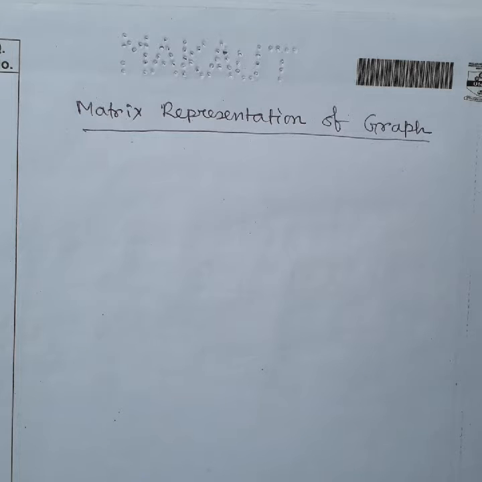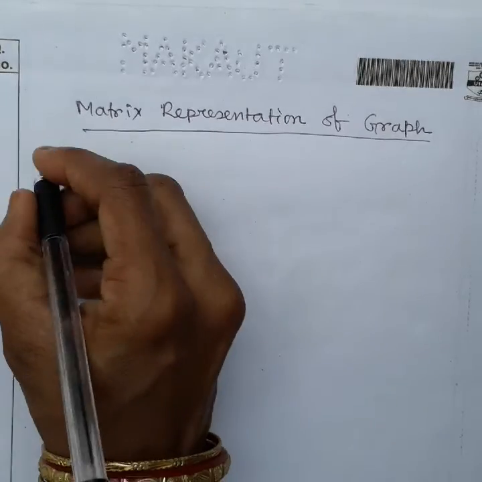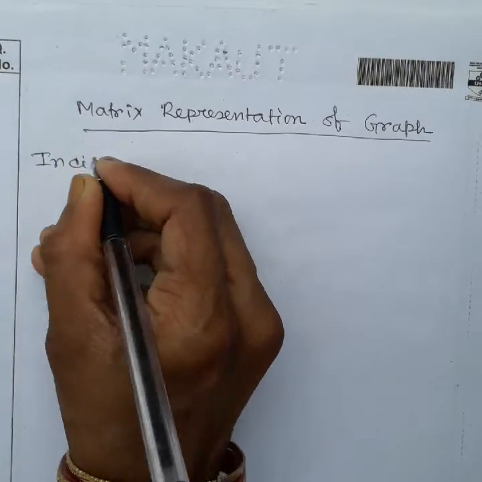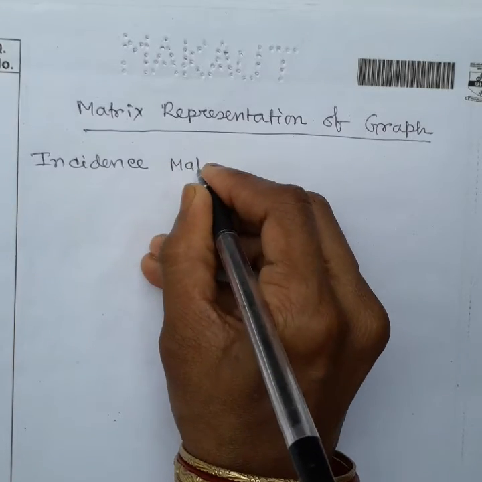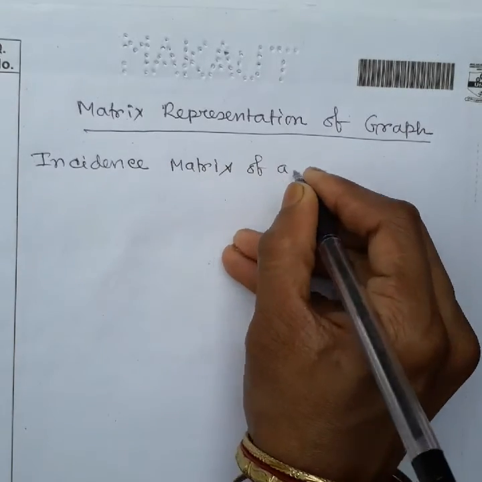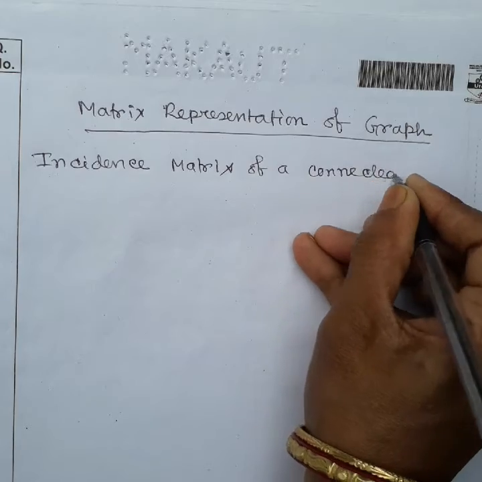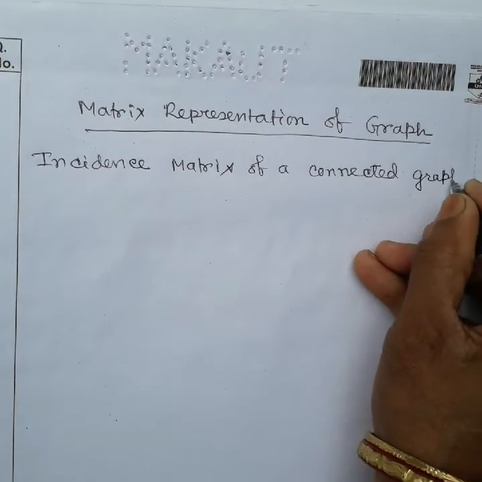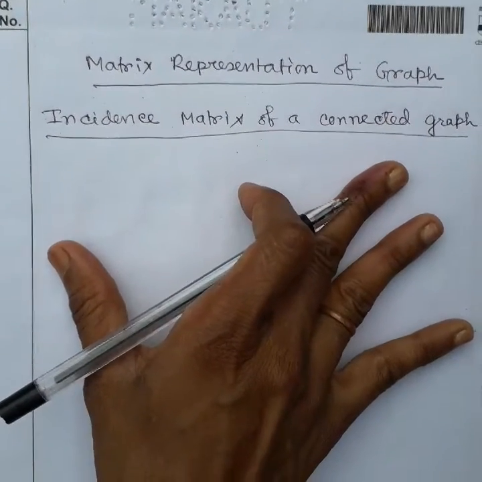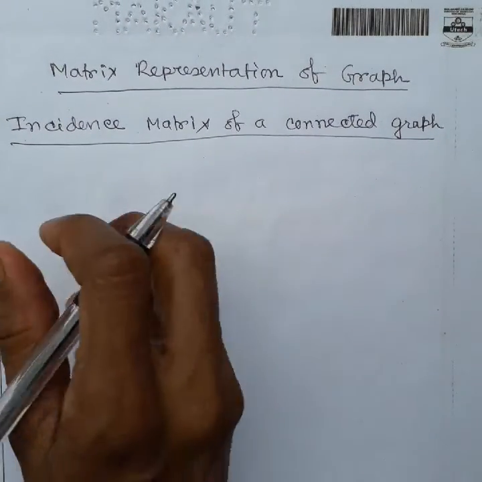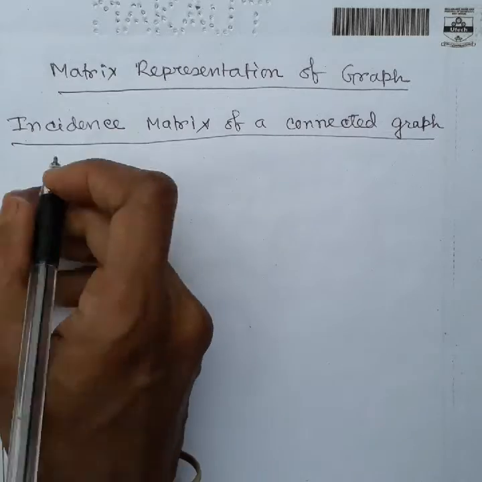So today I discuss the matrix representation of a graph. Here we shall consider two ways of representation of a graph. First one is the incidence matrix of a connected graph. First I discuss how you can find the matrix from the graph.